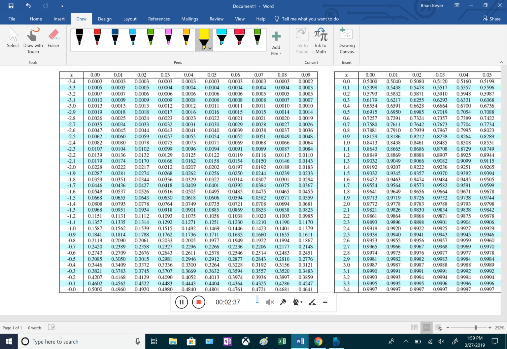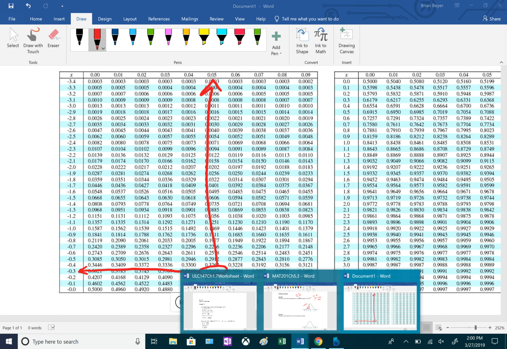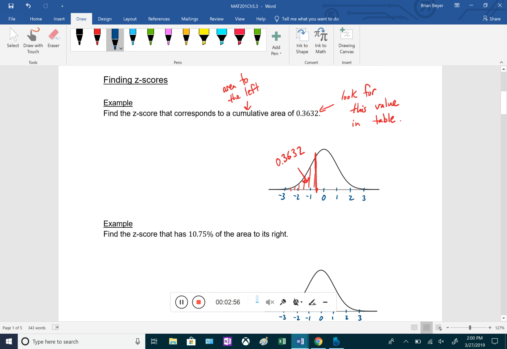So it actually is down here. It's right here, 0.3632. I'm going to circle it so it's easier to see. The z-score that corresponds to that is going to be negative 0.35. So that is going to be our answer for that one. It's z equals negative 0.35. That is the z-score that corresponds to that area.